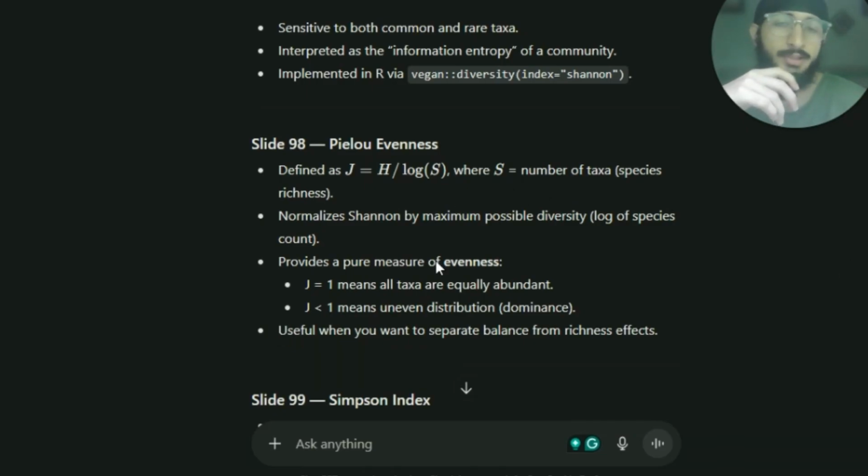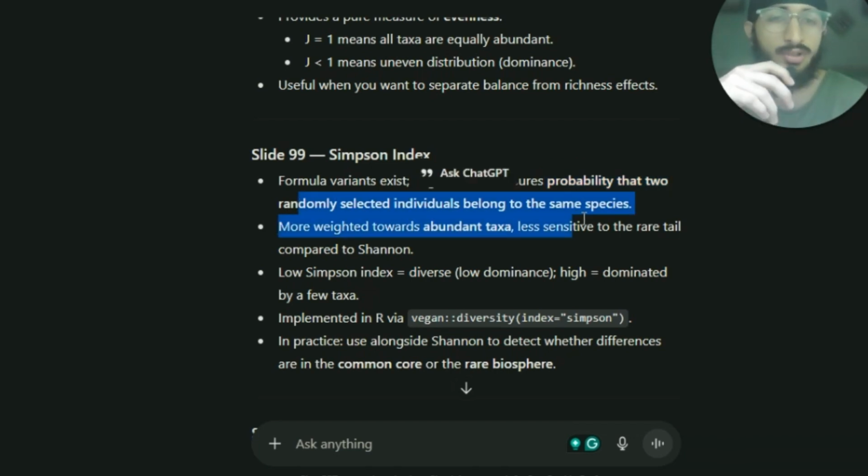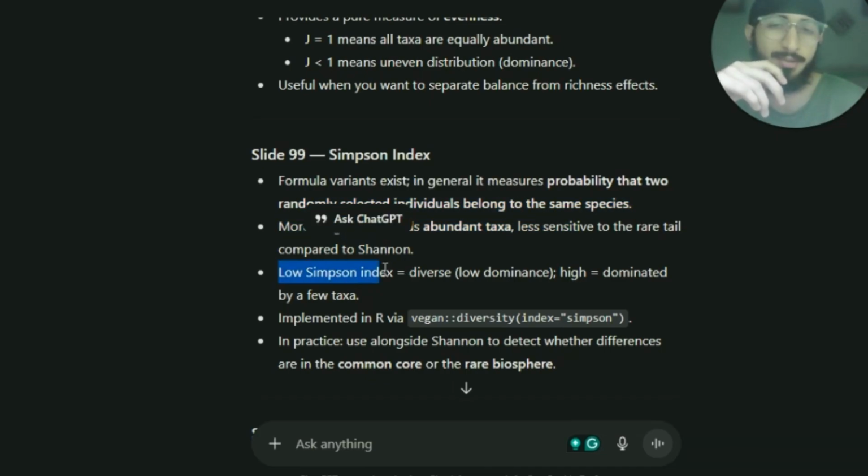Now moving on, we'll be discussing the Simpson index. The formula exists in general. It measures the probability that two randomly selected individuals belong to the same species. It is more weighted towards abundant taxa, less sensitive to the rare tail compared to Shannon. A low Simpson index means that it is diverse, that is, there is low dominance, and a high Simpson index means dominated by a few taxa.